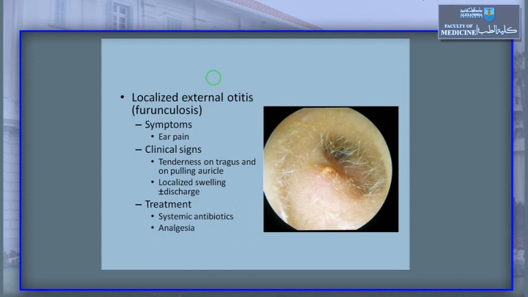If this furuncle is causing severe edema or obstruction of the ear canal, we can put an ear pack with antibiotics and corticosteroids just to help minimize the edema and hasten the recovery of this inflammation.